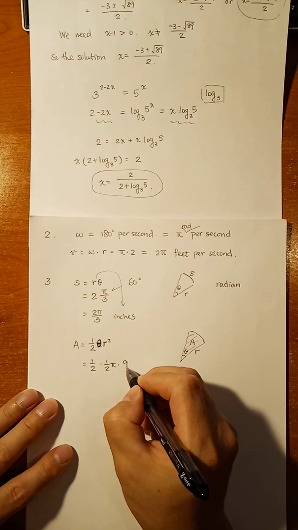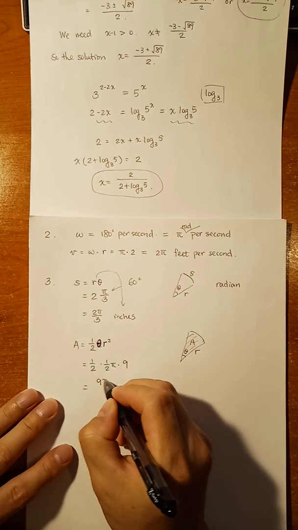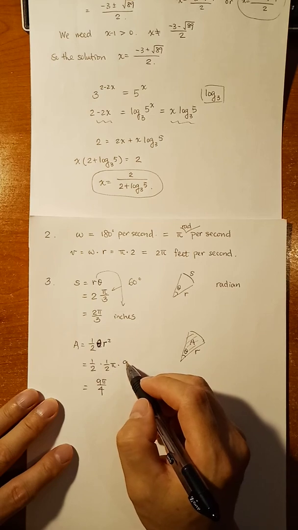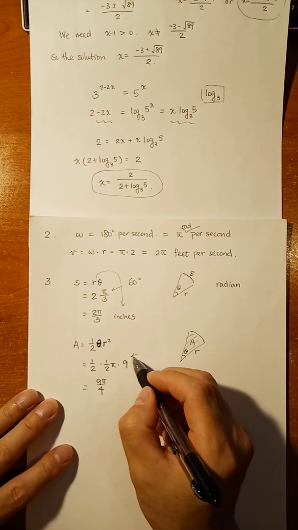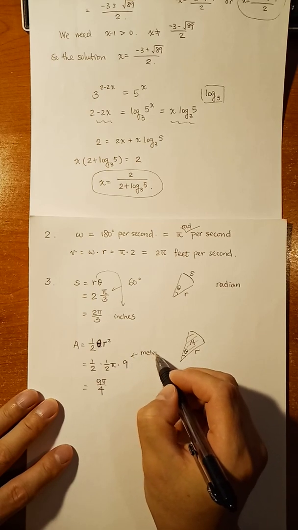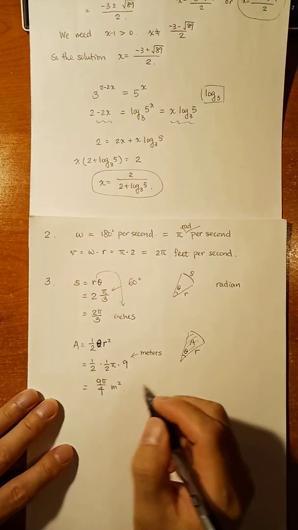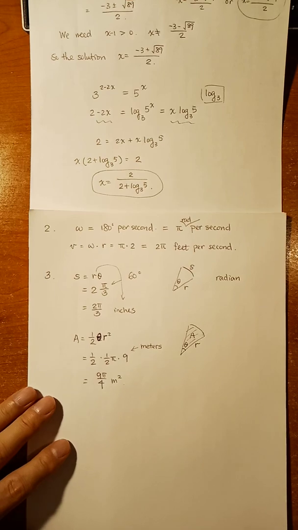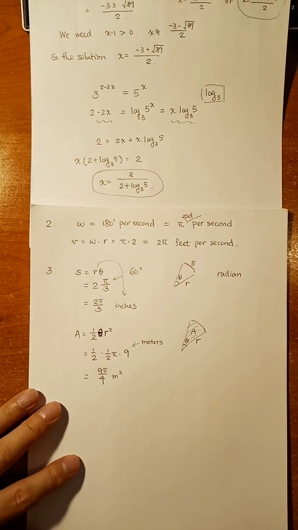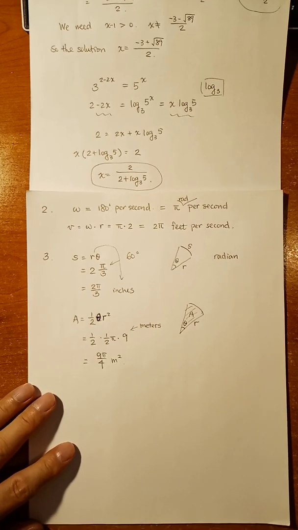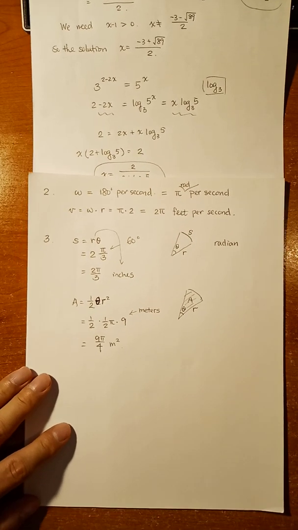3 squared is 9. So it becomes 9 pi over 4. Check here. R has a unit meters. This is meters. 9 meters. So now it becomes meter square. So it's m squared. So the sector has area 9 pi over 4 m squared. All right.